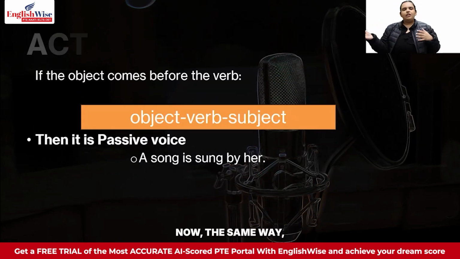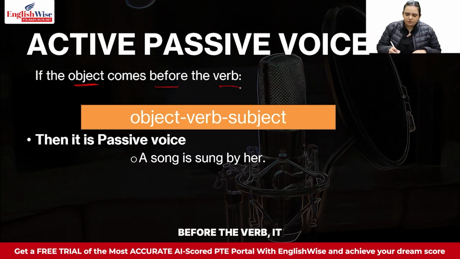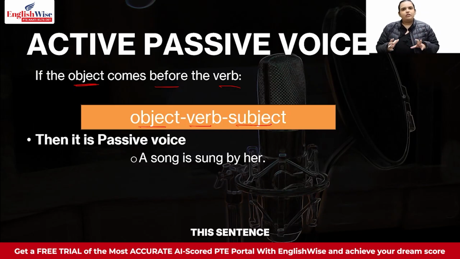Now the same way, let's learn about passive voice. Passive voice is the direct opposite of it. So whenever you put the object before the verb, it becomes passive voice. So when you have a sentence in this format where the object, verb, subject, this sentence structure is there, then it is a passive voice. I have again a simple example here. A song is sung by her.